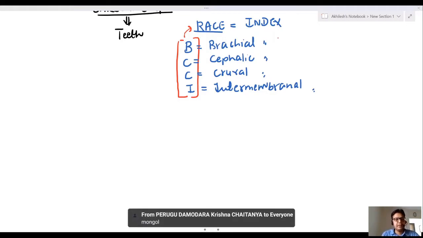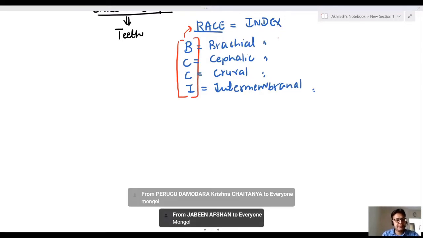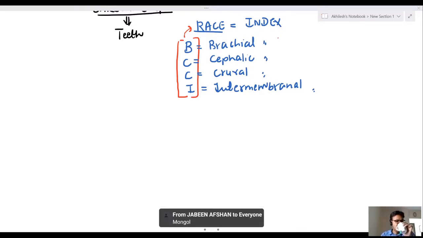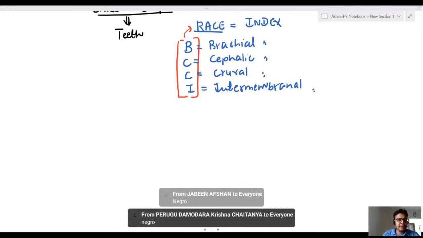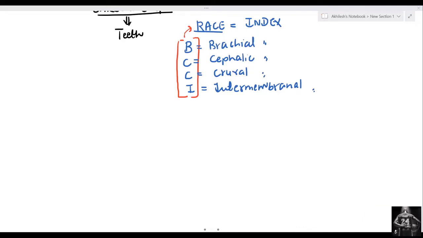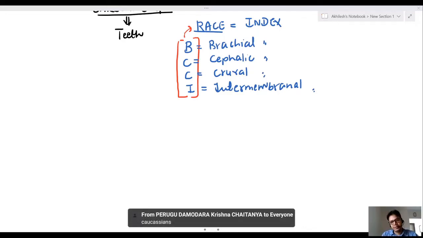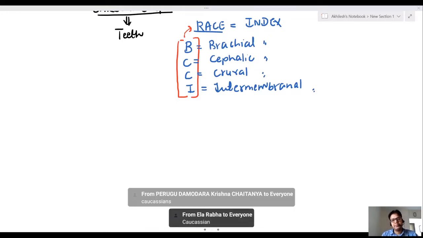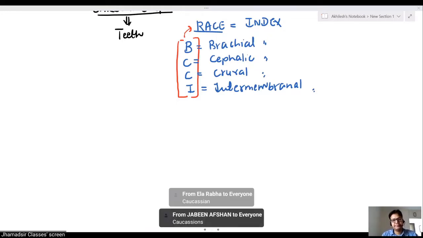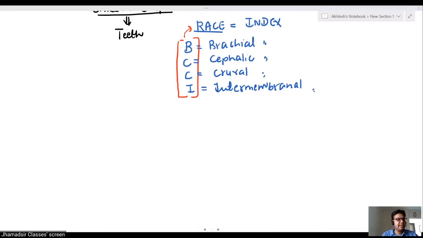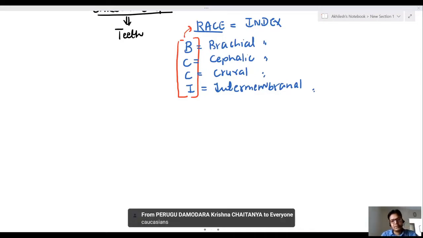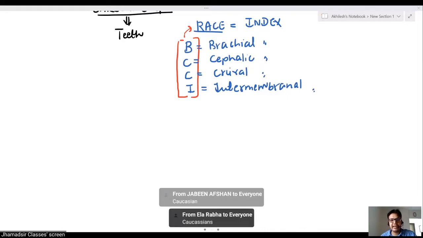Shovel-shaped teeth are seen in which race? Square-shaped orbit, Negro. Yes, absolutely right. Triangular-shaped orbit, which race? Caucasians, very good. Carabelli cusp in the teeth is seen in which race? Caucasians. And doctor, last, you can write down one thing about race.